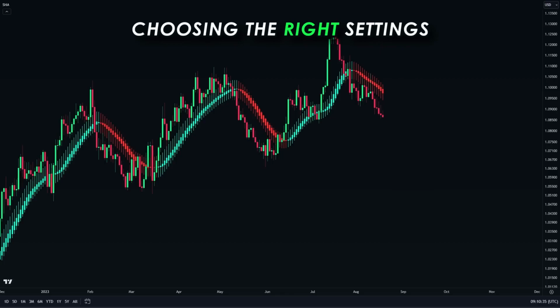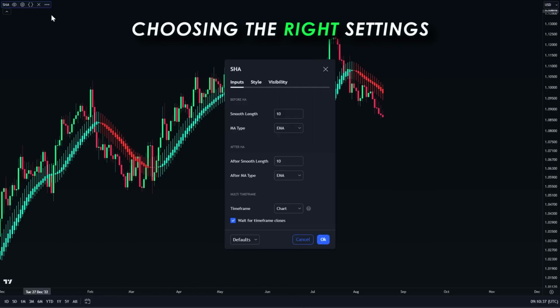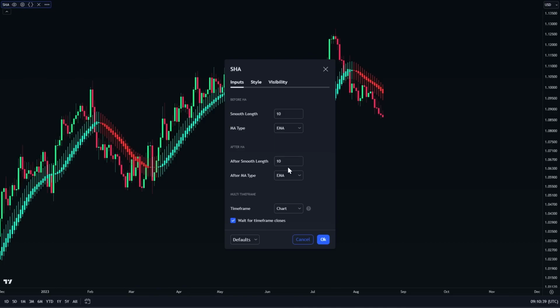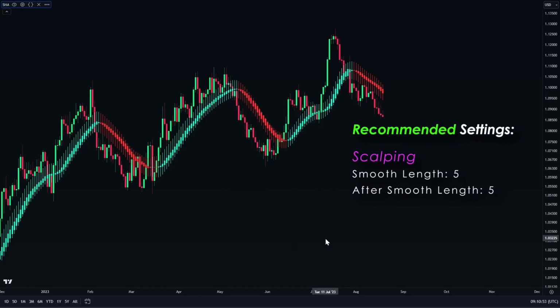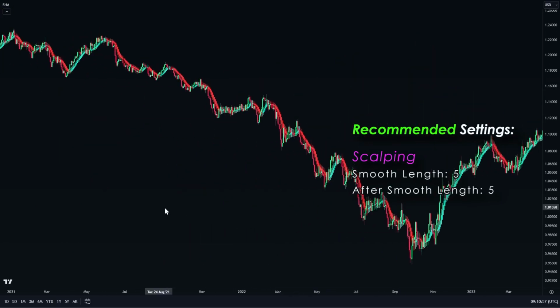If you're trying out this indicator for the first time, you can just use the default settings at 10 and 10. However, if you want to optimize it for your trading needs, here are a couple of recommended values that you could use. First, if you're focusing on scalping or capturing short-term movement, you can use the 5 and 5 settings, as it's better at analyzing short-term price movements.